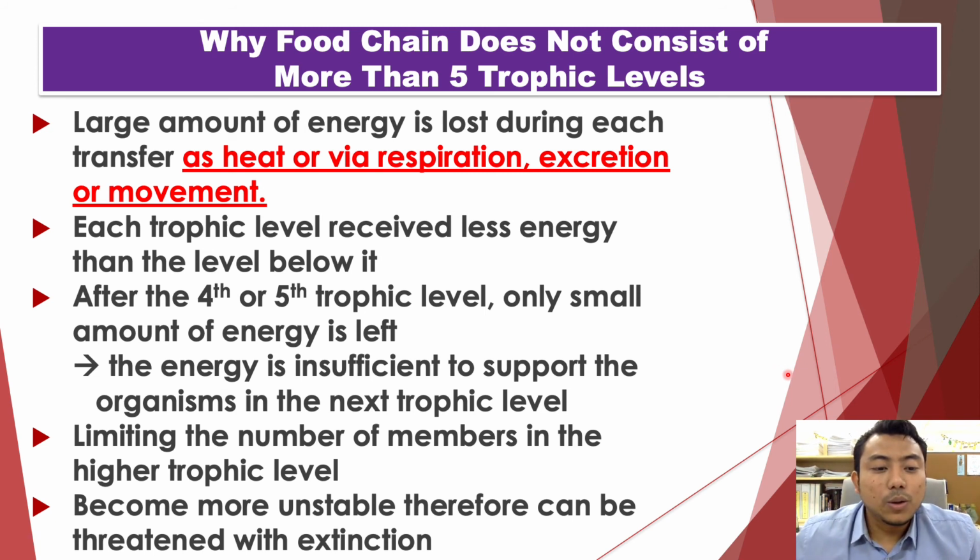Okay. So limiting the number of members in the higher trophic level. Sebab tu dekat atas higher trophic level tu dah tak banyak lagi organism lain. Become more unstable, therefore can be threatened with extinction. Maknanya takkan tidak berlaku lah. Okay.